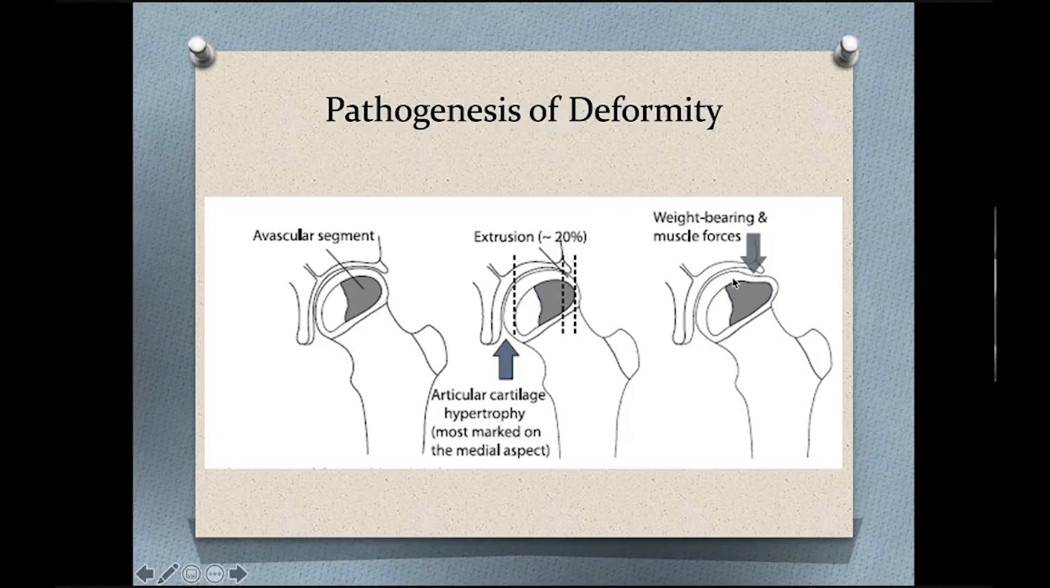of femoral head, like the saddle you place on a horse, this kind of depression is created, and it produces a deformation of the femoral head. So this was the pathogenesis of the deformity.